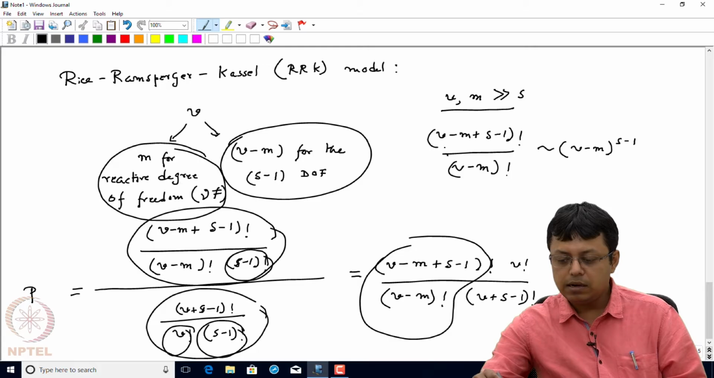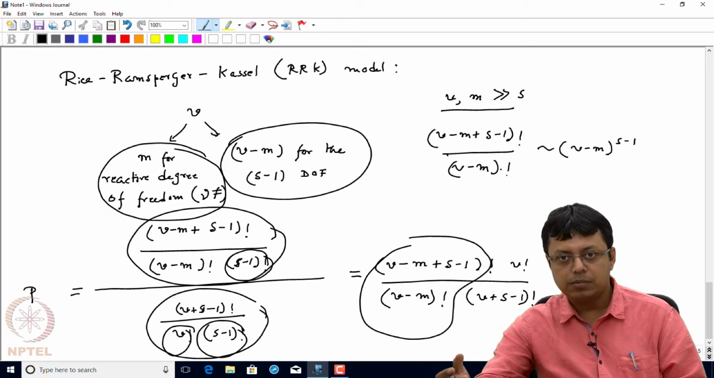Suppose S minus 1 is, say, 3. In the numerator I will have V minus M plus 3, then V minus M plus 2, times V minus M plus 1, and then it will be (V minus M) factorial, and that will cancel with the denominator. So I will have basically 3 terms, V minus M plus 3, V minus M plus 2, V minus M plus 1, but again I am approximating each term as V minus M. So it will actually be (V minus M) cubed. That is how you can approximate this term.